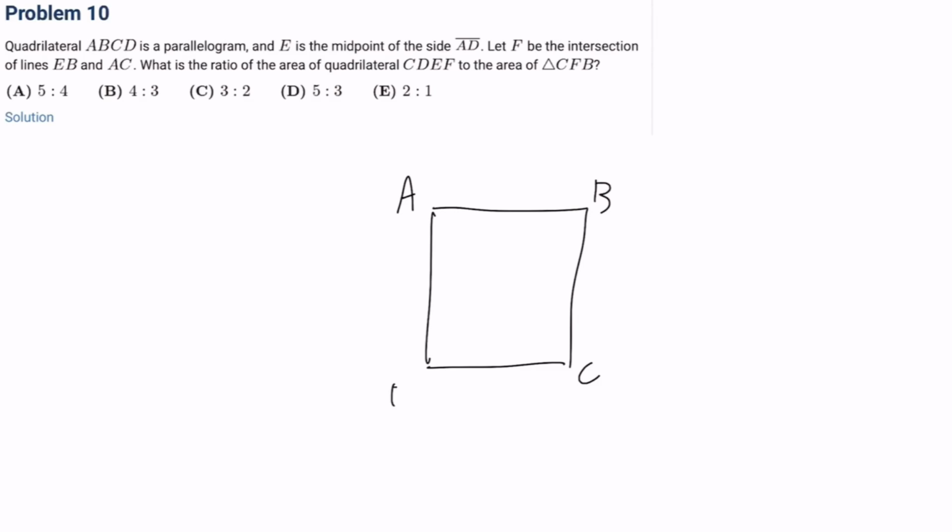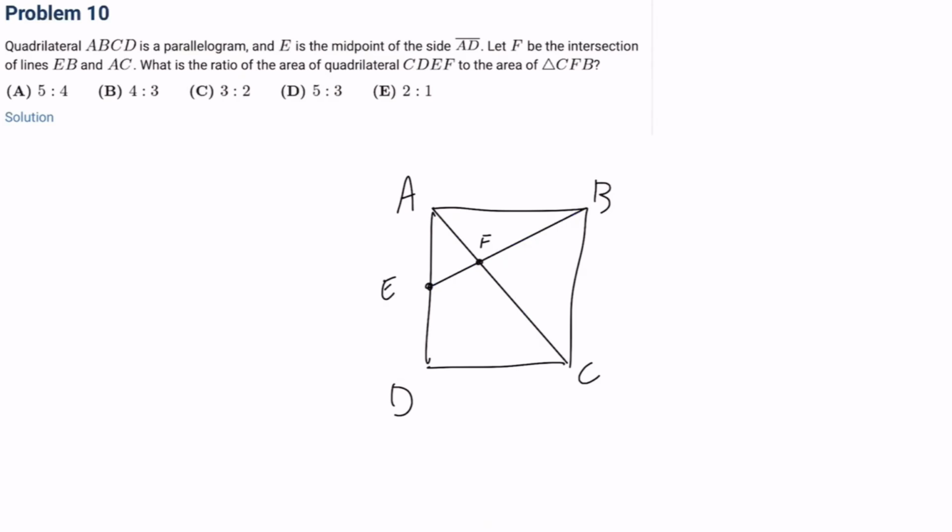A, B, C, D, like that. And E is the midpoint of the side AD. F is the intersection of lines EB and AC. So we have AC like that, and this is F. What's the ratio of the area of quadrilateral CDEF, this thing, to the area of CFB? Okay, what we're going to do is, first of all, notice that triangles AEF and CBF are similar triangles, and their ratio of similarity is 1 to 2. So this is 1 to 2. That means this length to that length is 1 to 2, and this length to that length is also 1 to 2.